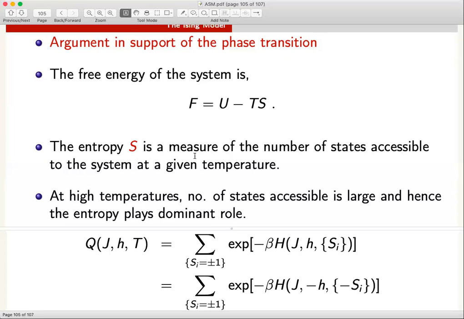So as you provide more thermal energy, or as you increase the temperature of the system, more and more states will be accessible for the system to get into, and if that happens, then the entropy will increase. Therefore, as you go to higher and higher temperatures, the entropy will play a more dominant role in this equation. So the high temperature behavior of the free energy of the system is in some sense dominated by the entropy. It's essentially an entropy game there.